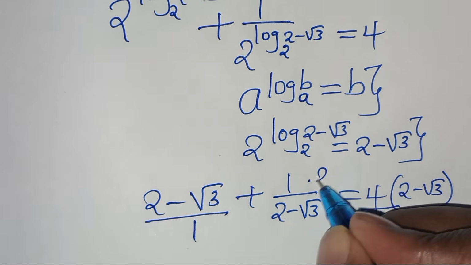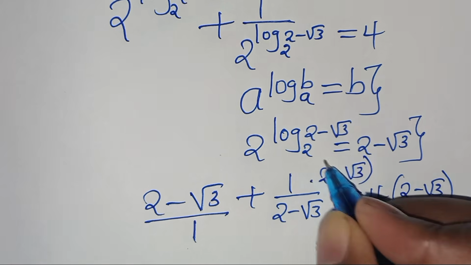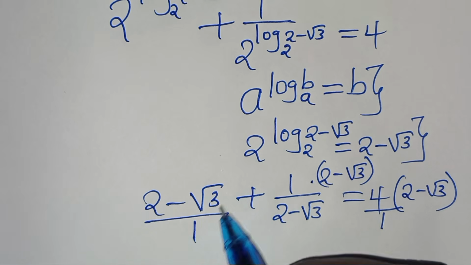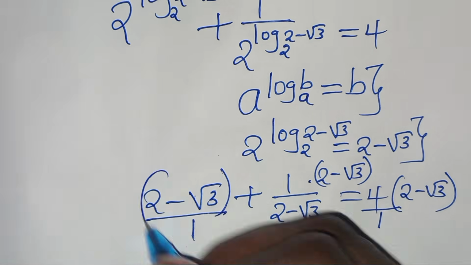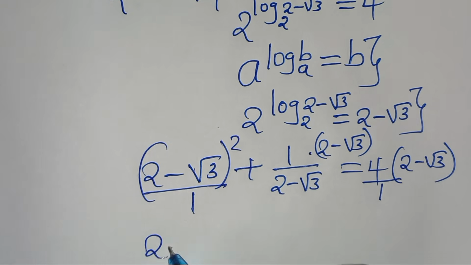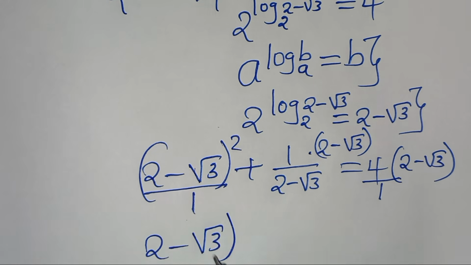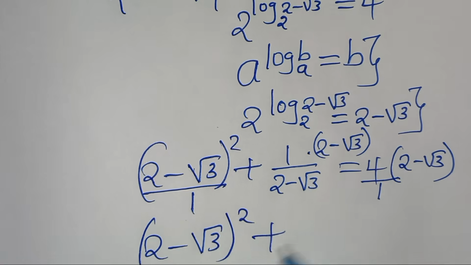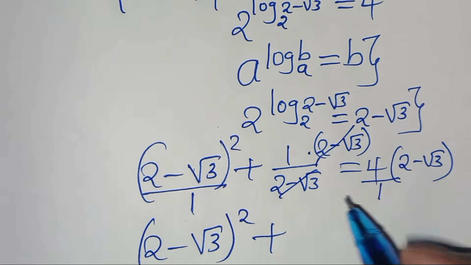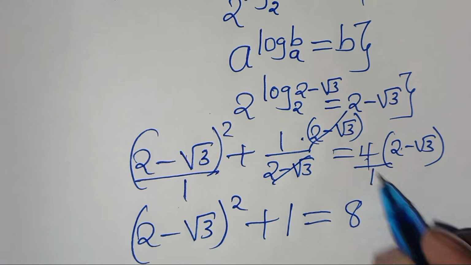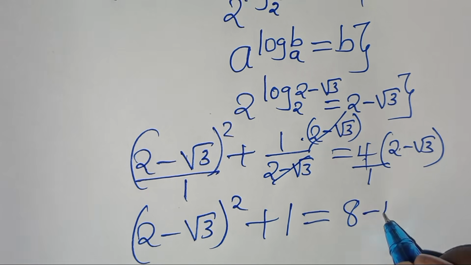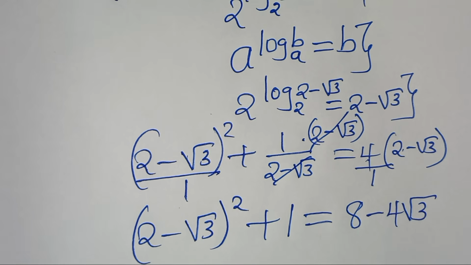So this is 2 minus square root of 3. And then we have 2 minus square root of 3 times 2 minus square root of 3. So this is squared. So we have 2 minus square root of 3 raised to the power of 2, then plus 2 minus square root of 3 here simplifies. So this is 1, and this is equal to 4 times 2. This is 8. 4 times minus square root of 3. This is minus 4 square root of 3.